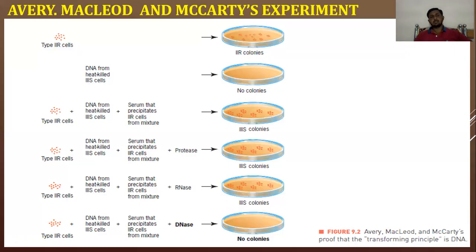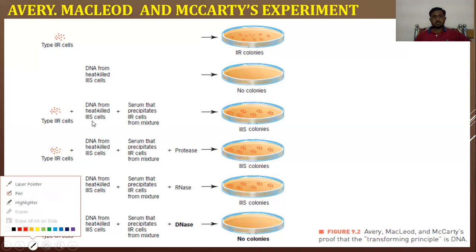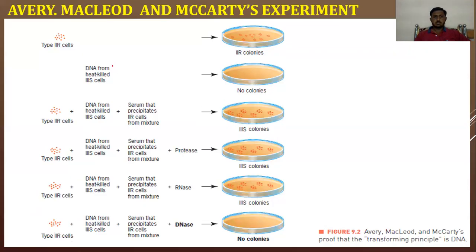Here, in the primary stage, R type cells were inoculated on the plate and show R type colonies. In the second step, they used heat-killed S type cells, and they show no growth on the nutrient media.